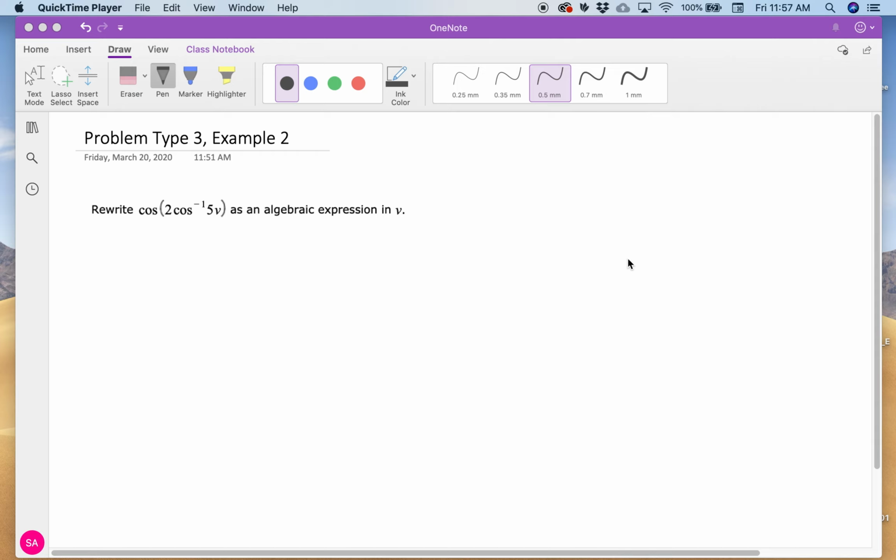Hey everybody, we are going to do another example, problem type 3, example number 2. Okay, so we got cosine of 2 inverse cosine of 5v, and we want to rewrite this in just terms of v.